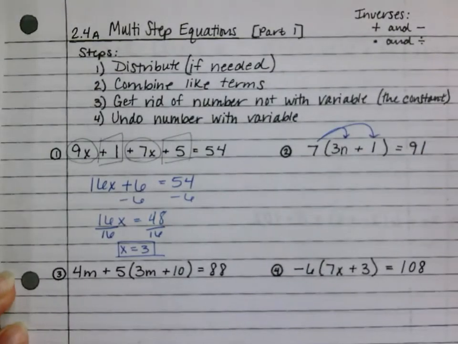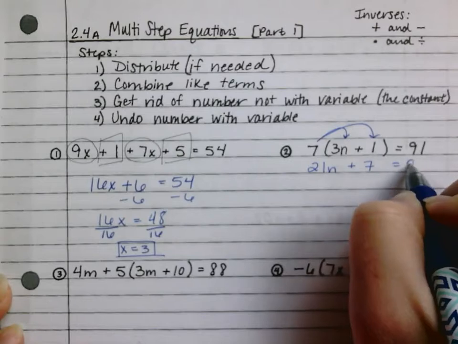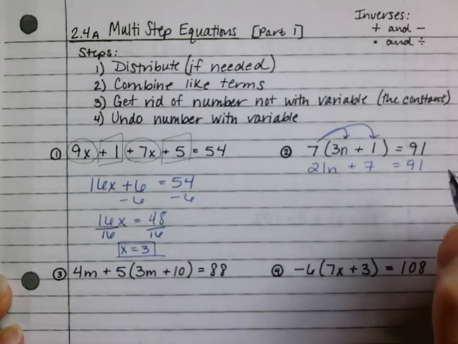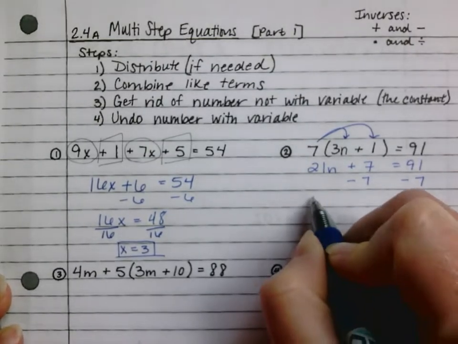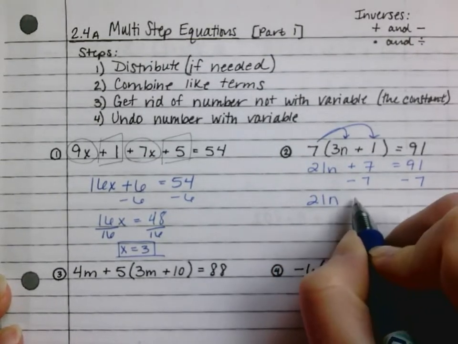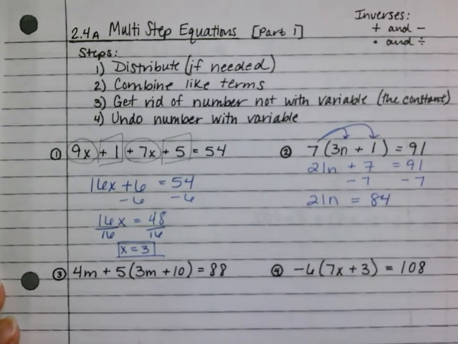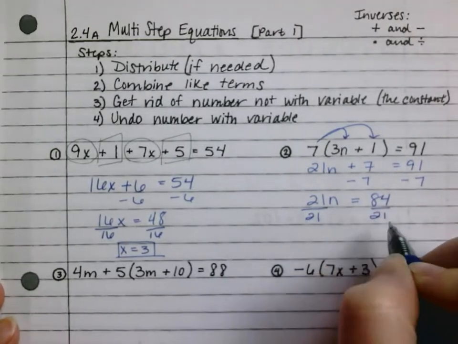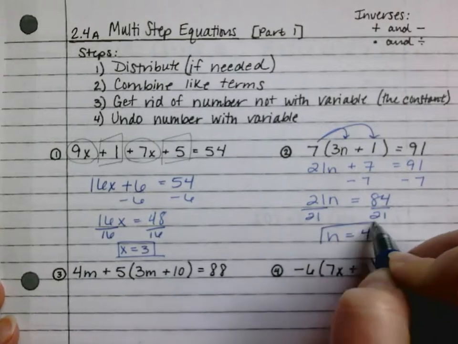So in number 2, the first thing we have to do is distribute. So we're going to take that 7, and we're going to multiply through to both sides. There's no like terms to combine, so now we will get rid of the constant. So a plus 7, the opposite is minus 7. So when I subtract 7 from both sides, I will end up with 84. And then 21 times n, the opposite is to divide, so we will end up with n equals 4 when we simplify that out.